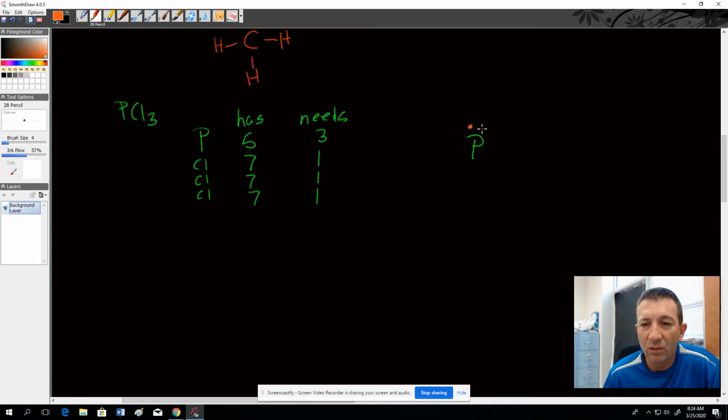Phosphorus has 1, 2, 3, 4, and 5. With phosphorus, I put all of its 5 electrons around it. Then I know where my chlorines need to go. If you look, there are 3 spots right there where it needs chlorines. So I'm going to put a chlorine there, a chlorine there, and a chlorine right there. If you look at that, for phosphorus I've used up 1, 2, 3, 4, I've used up all 5 of its electrons.